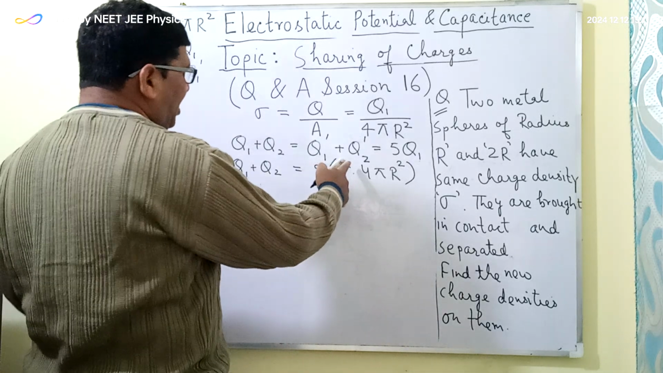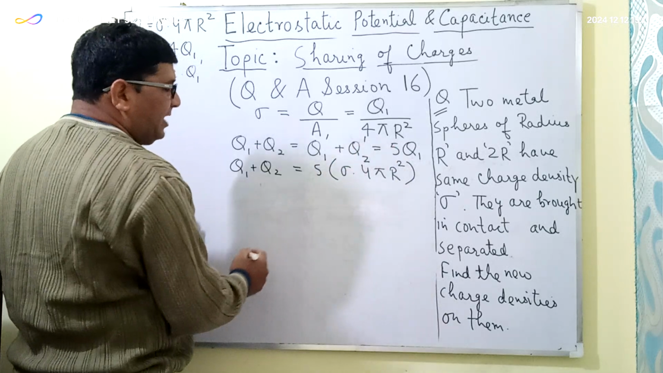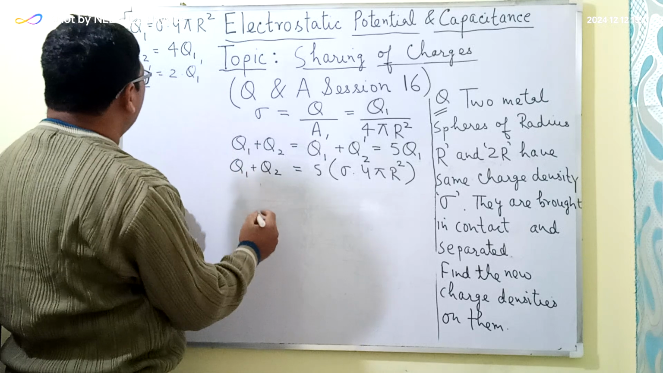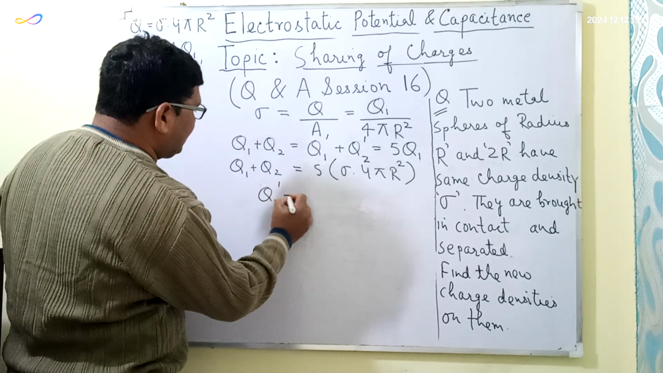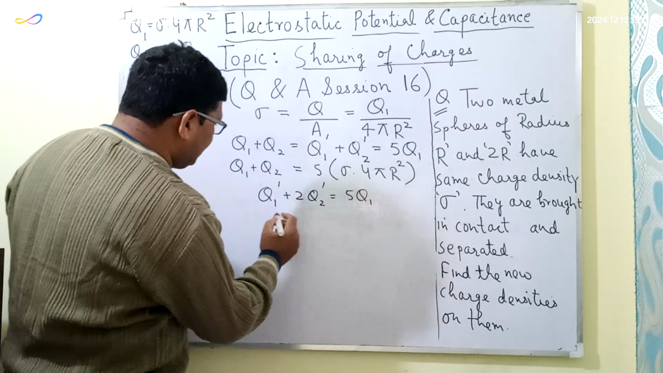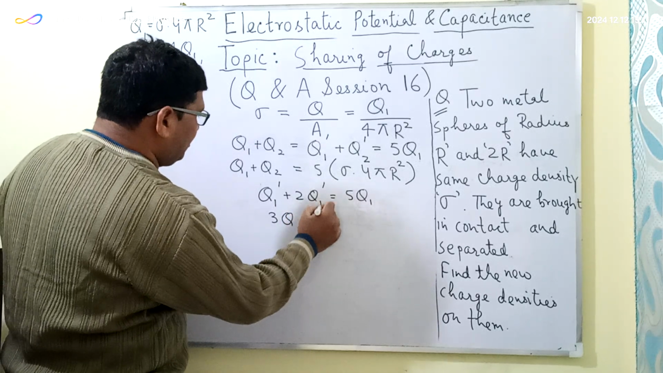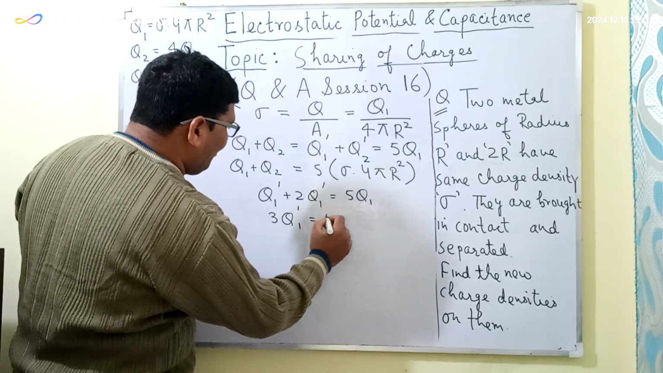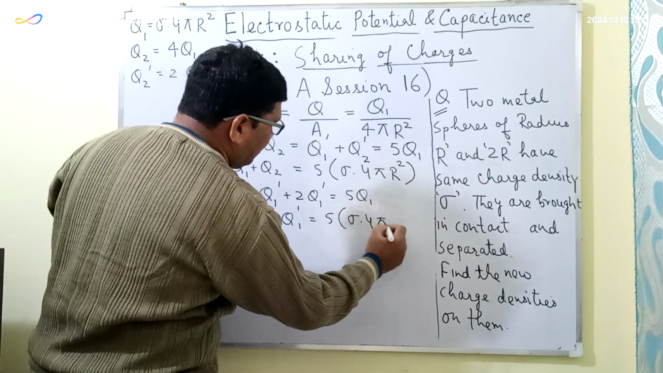So now here Q1 dash plus Q2 dash is equal to 5 times Q1. Here I will be substituting the value of Q2 dash as 2 times Q1 dash. So I will be getting another relation, that is Q1 dash plus 2 times Q1 dash is equal to 5 Q1. So this is 3 Q1 dash is equal to 5 times Q1. Now Q1 is equal to sigma into 4 pi r square.